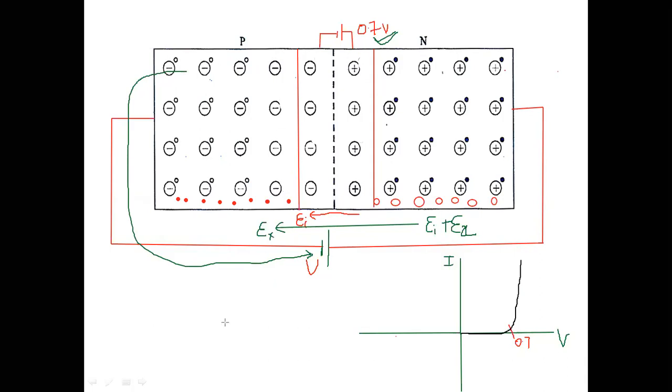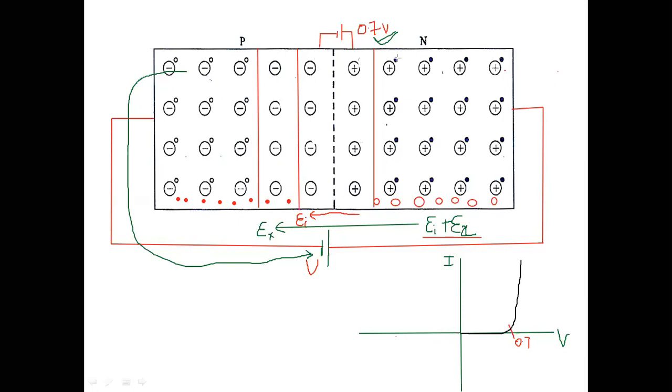So what will happen here? Barrier width increases. Just now I told you, due to these two reasons. First one is this electric field setup, EI plus EX; both fields are in the same direction, so they add up. The second point is that the holes will be attracted towards the negative terminal of the battery. So the junction width increases.